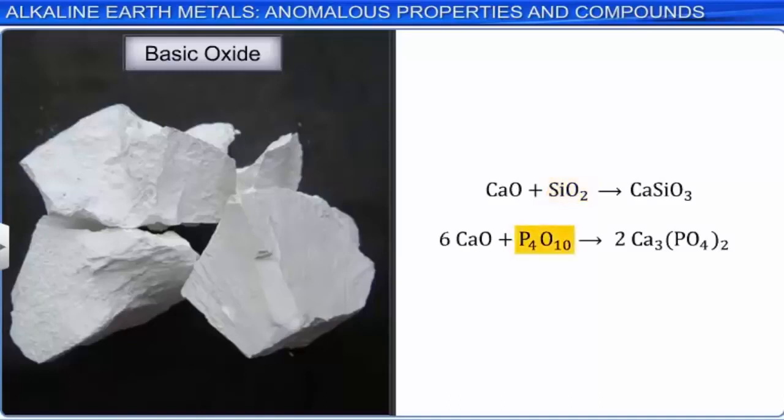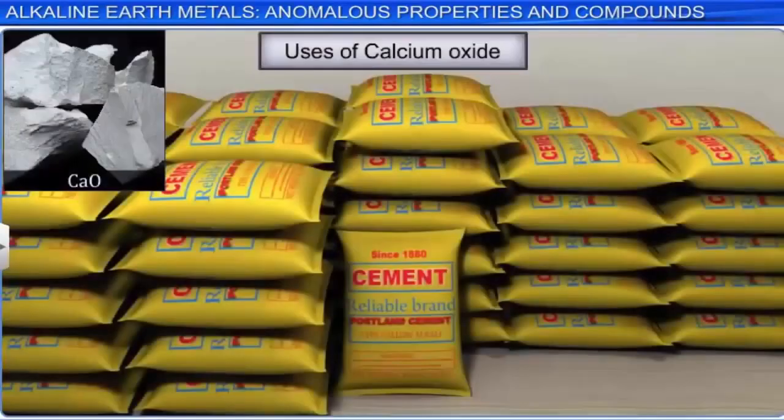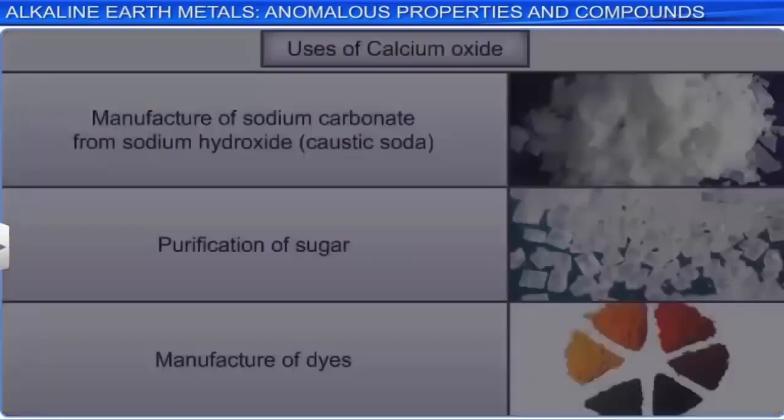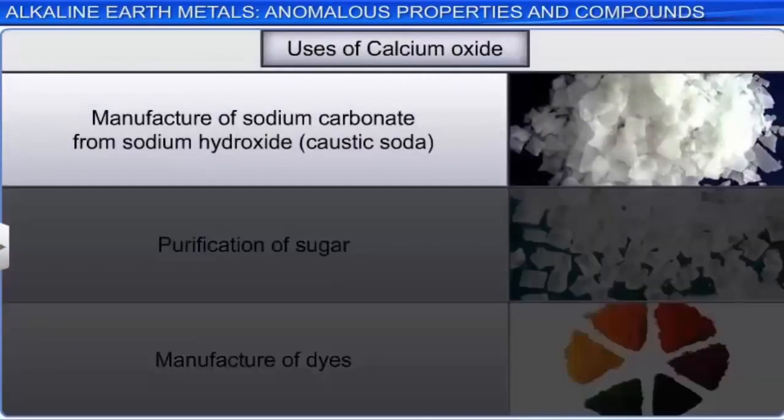Calcium oxide has a number of industrial uses. It is necessary for the manufacture of cement and is the cheapest form of alkali. It is used to produce sodium carbonate from sodium hydroxide, also known as caustic soda. It is used in the purification of sugar and in the manufacture of various dyes.